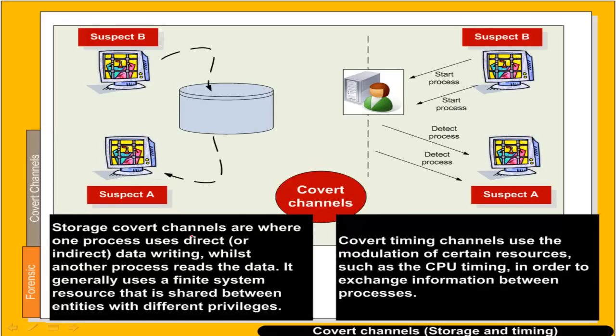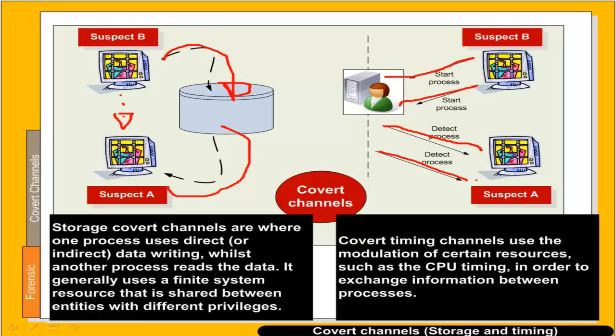So the two ways to do this is either for the suspects to store information at a certain place, and then for the other suspect to come along and read the message. So there is no direct communications between the two suspects in this case, but there is a storage channel. The other method might be in the form of a covert timing channel. In this case, the suspect might start a process, the other suspect detects that it's going, and then starts another process, and the other suspect detects it. So in this way, information can be transferred between the two suspects.